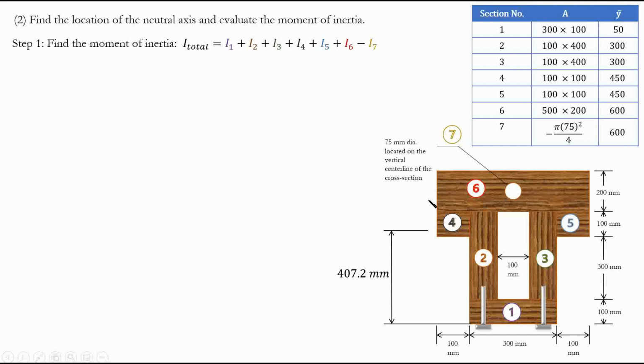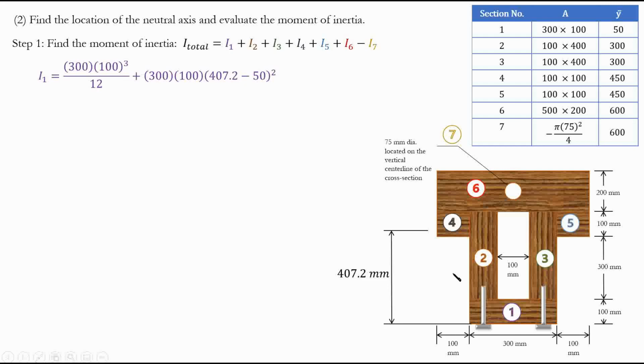Well, what is the moment of inertia of a rectangle? We want to calculate the moment of inertia of this rectangle. It's base multiplied by height to the power of 3, right? Base times height to the power of 3 divided by 12. Easy as that. Here it is: 300 times 100 to the power of 3 divided by 12.